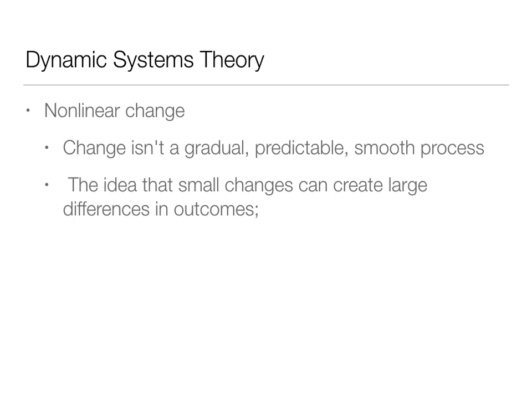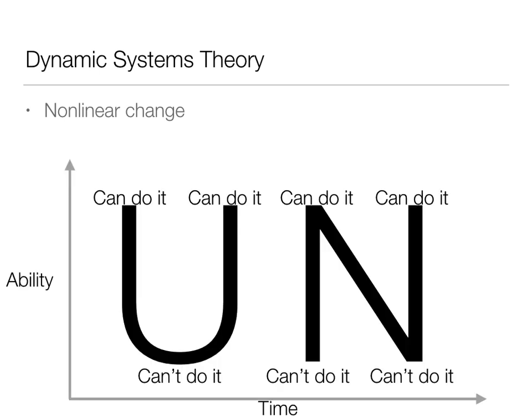One of the things dynamic systems theory really uses to support this idea of nonlinear change are U-shaped development and N-shaped development. U-shaped development is when you can do something, you can't do it, and then you can do it again. So the example of the step reflex. Infants can do it at birth, they get those cute chubby little thighs and they can't do it anymore, and then they build up their muscles and they can do it again. So we have this U-shaped development. We can also have N-shaped development, where you can't do it, you can do it, you can't do it, and then you can do it.